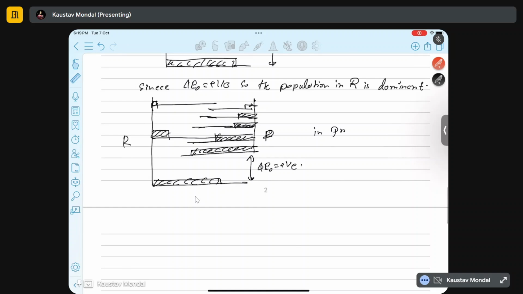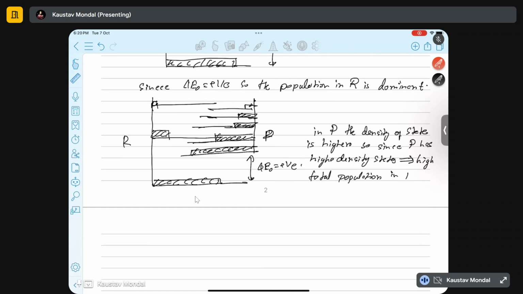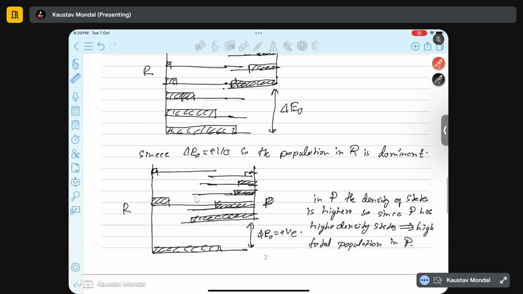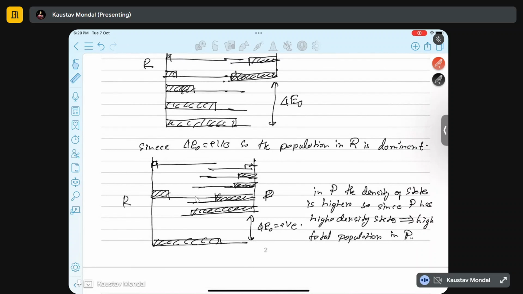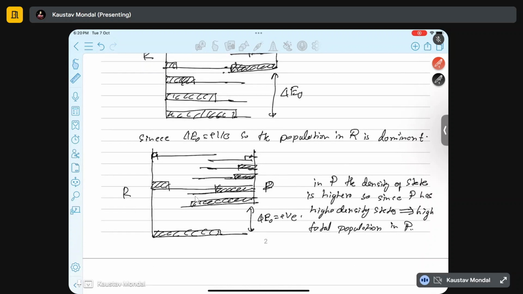In P, the density of states is higher, so since P has high density of states, that results in a high total population in P. As you can see, since the density of states in the product case is higher than the reactant case, the total population is high in the product. These kinds of counterintuitive cases will be there.